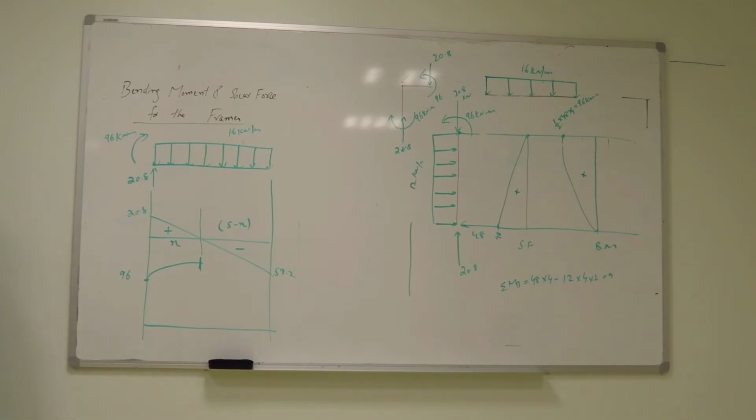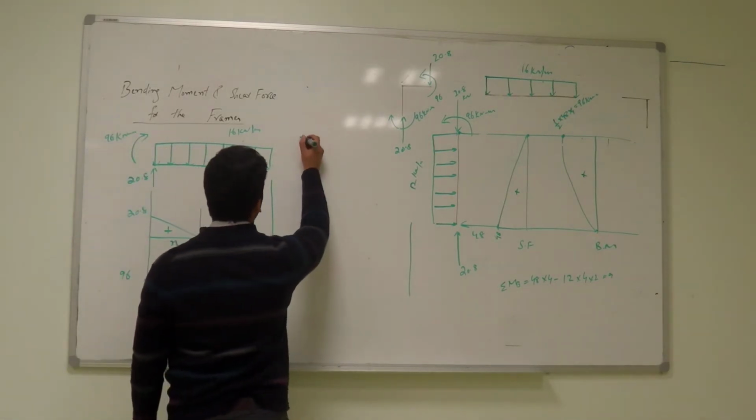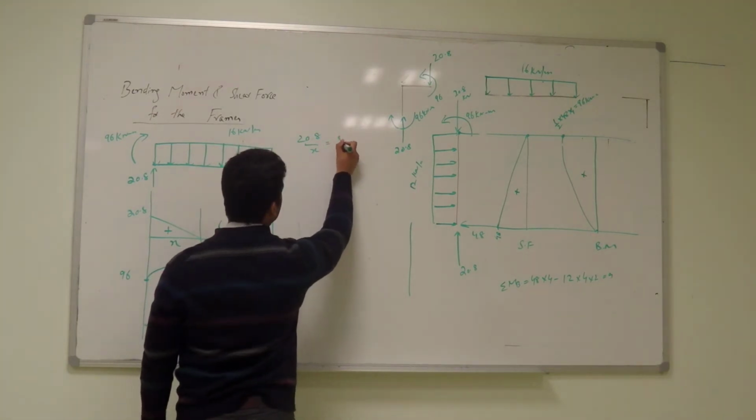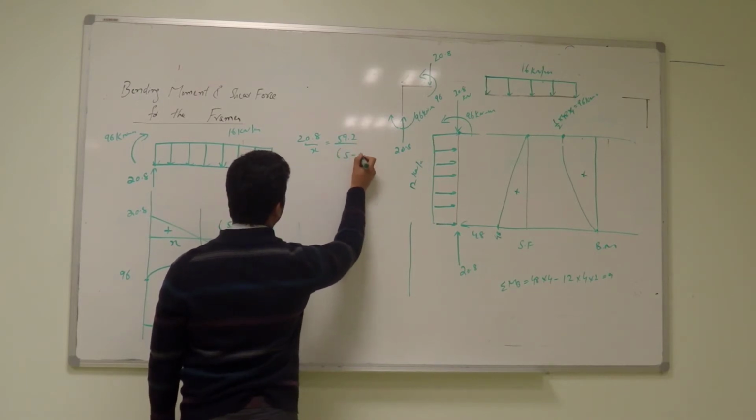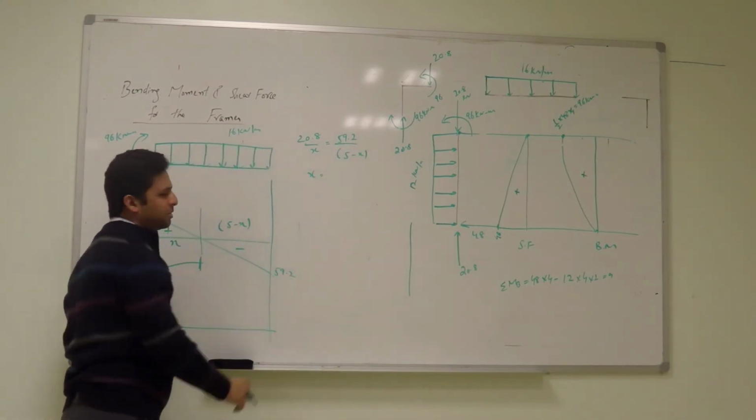Yes, through the equations that we made. Find it. The frame looks very simple, but when you solve, let's see. So please tell me how much is x? You can find x like the ratio of 20.8 over x is equal to 59.2 over 5 minus x. Or, so tell me x, please.